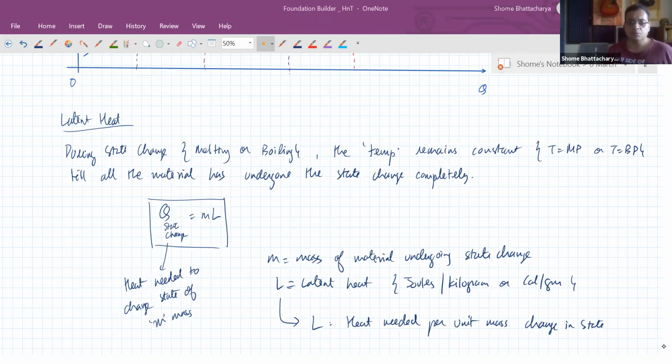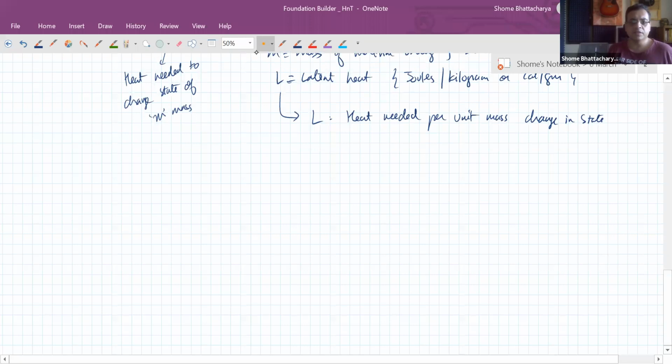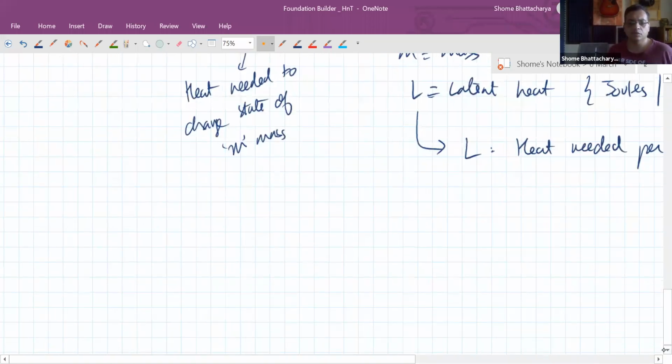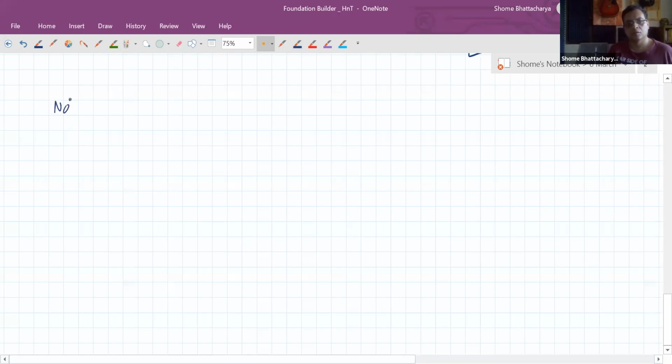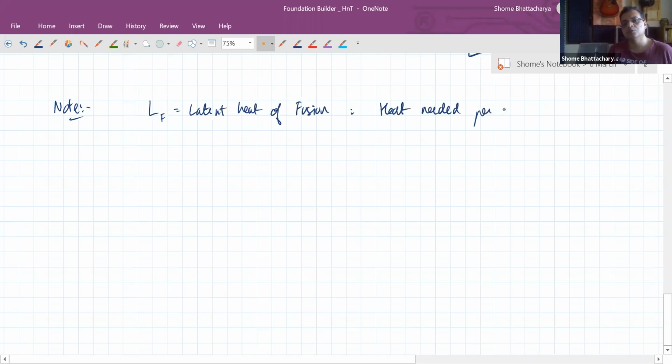Okay, so let us understand this with an example. So like specific heat capacity, latent heat is also a material property. So in fact, we define two types of latent heat. Latent heat of fusion. That is the heat needed per unit mass for melting, that is solid to liquid. And further, we define latent heat of vaporization.